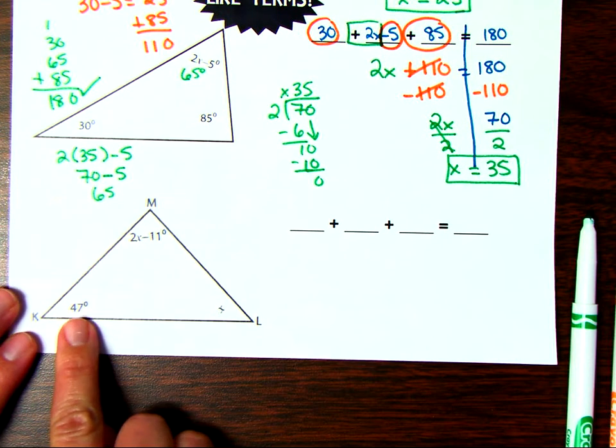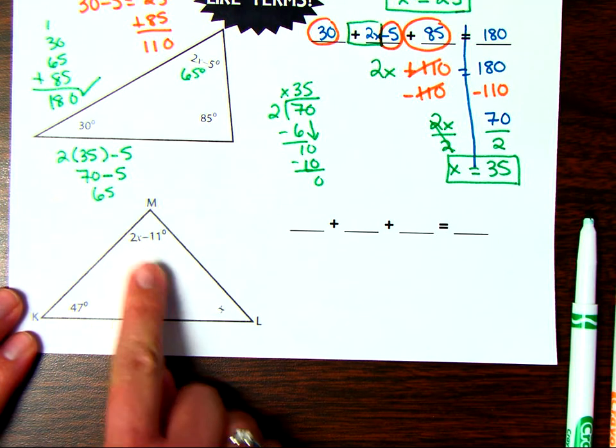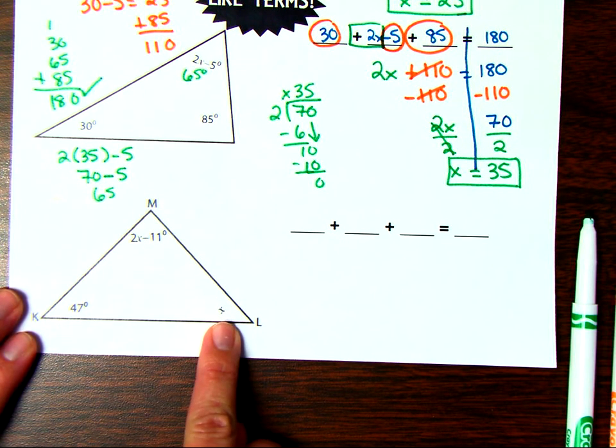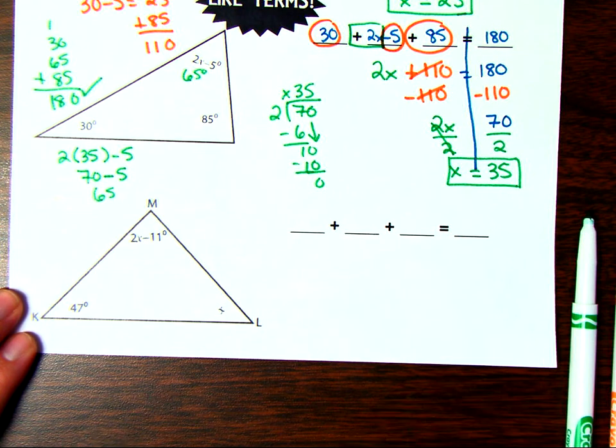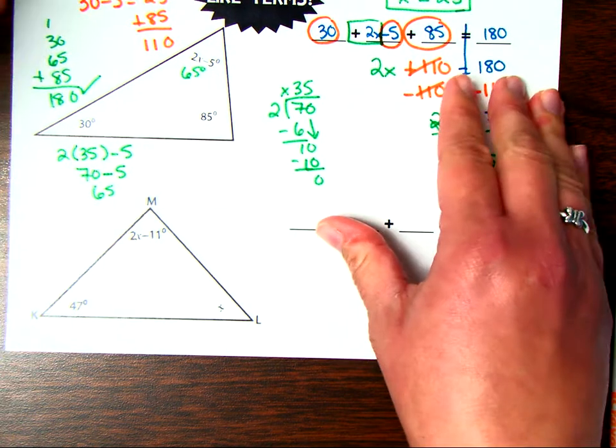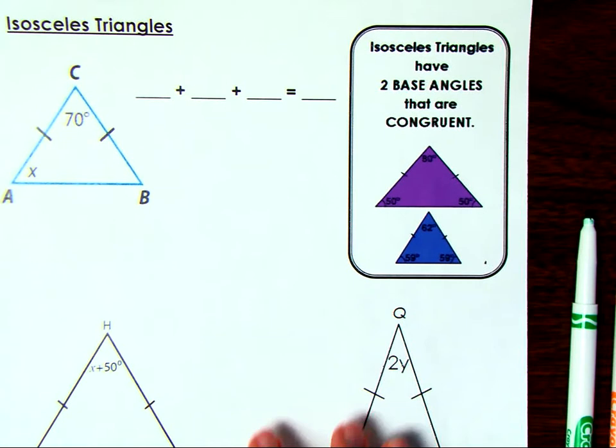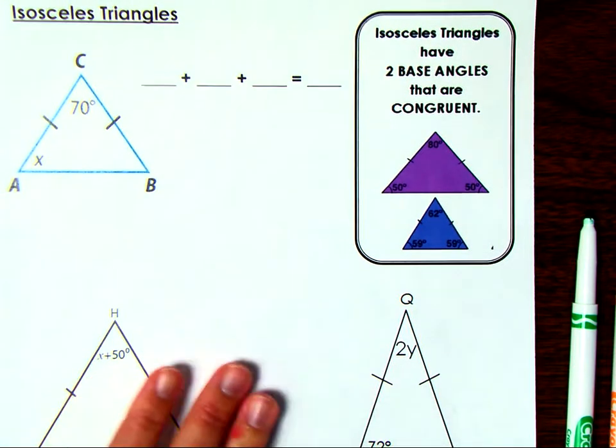We have 47 degrees, 2x minus 11, and an x. So combine like terms after you've filled in your blanks, and double check with your teacher and see what you get, if you get it correct. All right, let's do 2 more together. Then you'll have 1 more practice on here before your assignment.